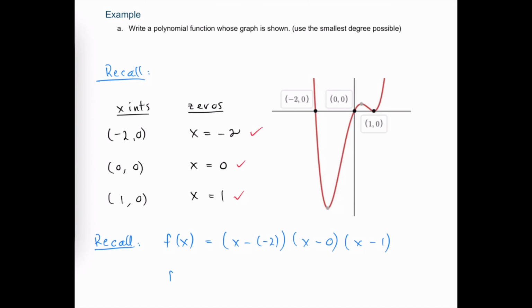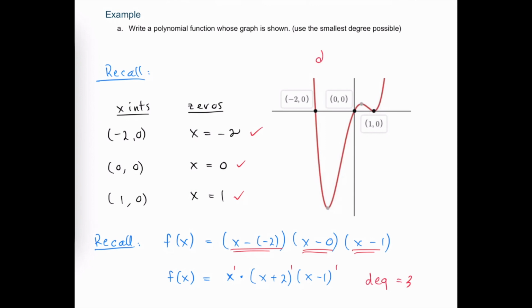We are going to leave our polynomial in factored form, but we do want to clean it up a little bit. X minus 0 is just x, and let's write that factor first. We'll rewrite x minus -2 as x plus 2, and then finish with x minus 1. Now let's compare what we have to the graph that is given. Notice that what we currently have is a degree 3 polynomial.